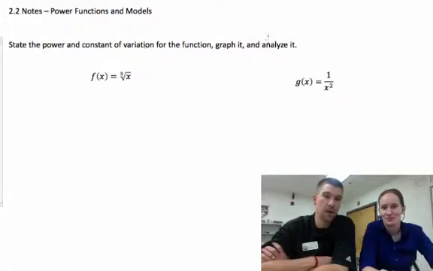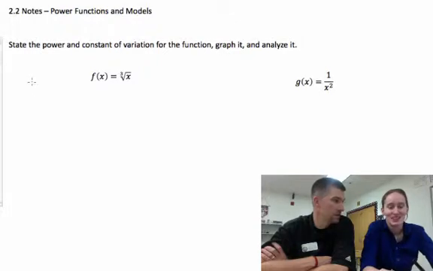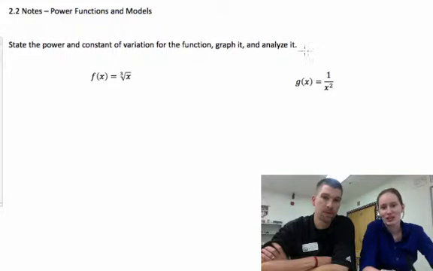Okay, so now for the meat to go with the potatoes of the power functions. We need to state the power and constant of variation for the function. We want to graph it and analyze it. The analyzing is super important for this course in general. It's something that we do a lot: we analyze functions.